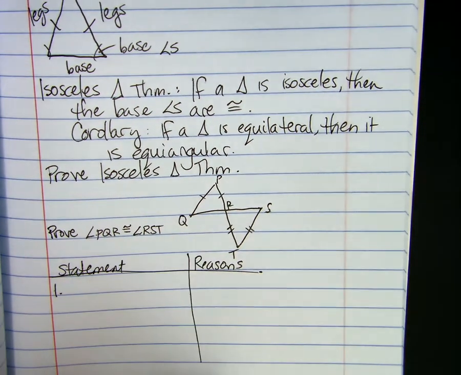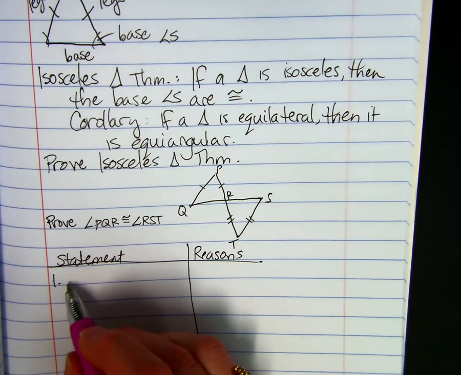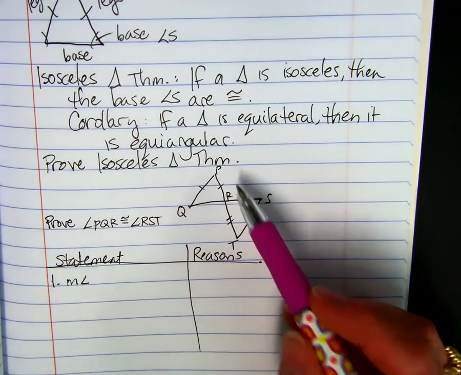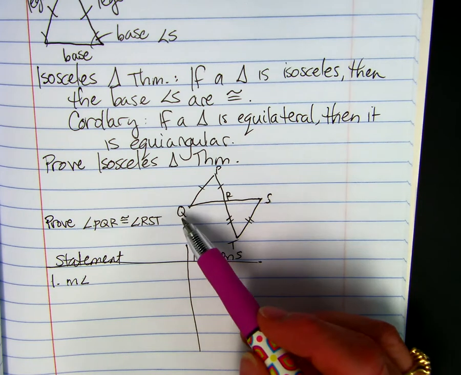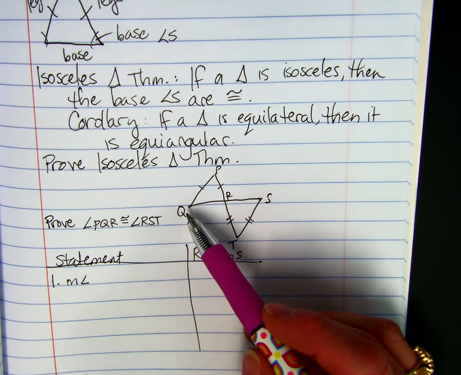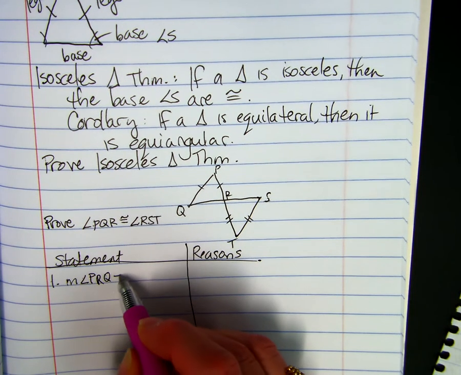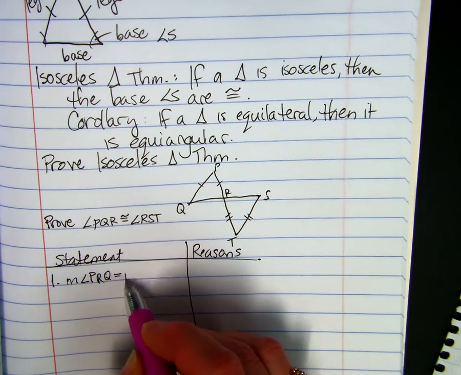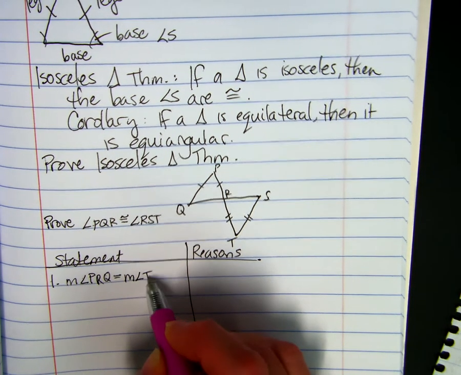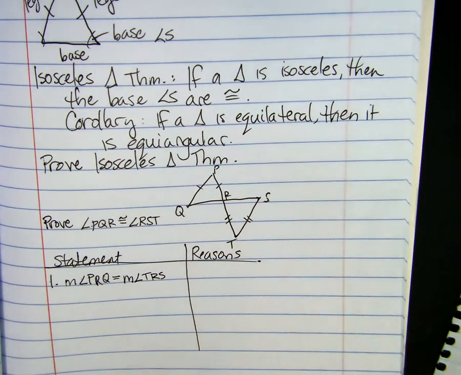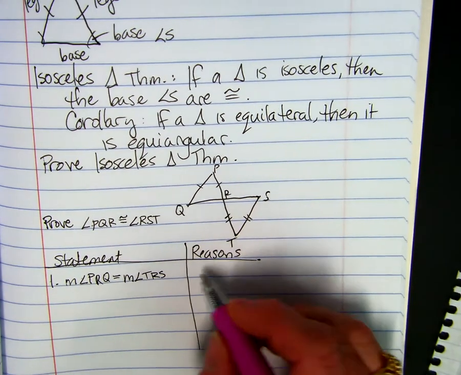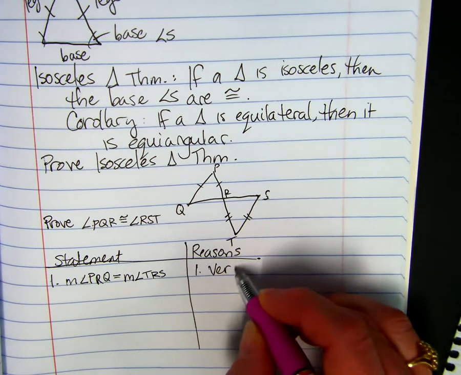So number one, we know that the measure of angle PRQ is equal to the measure of angle TRS. And that's the vertical angles, or vertical angle theorem.